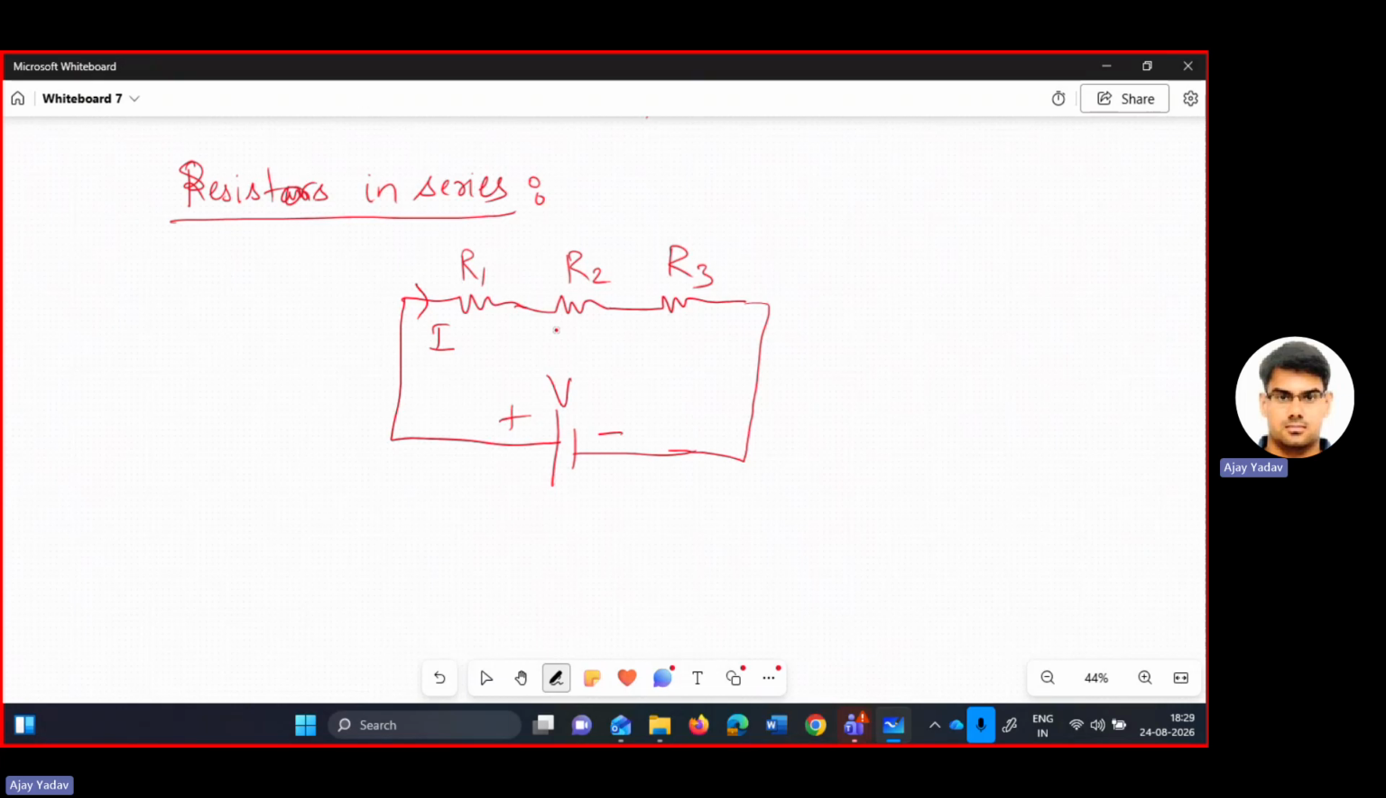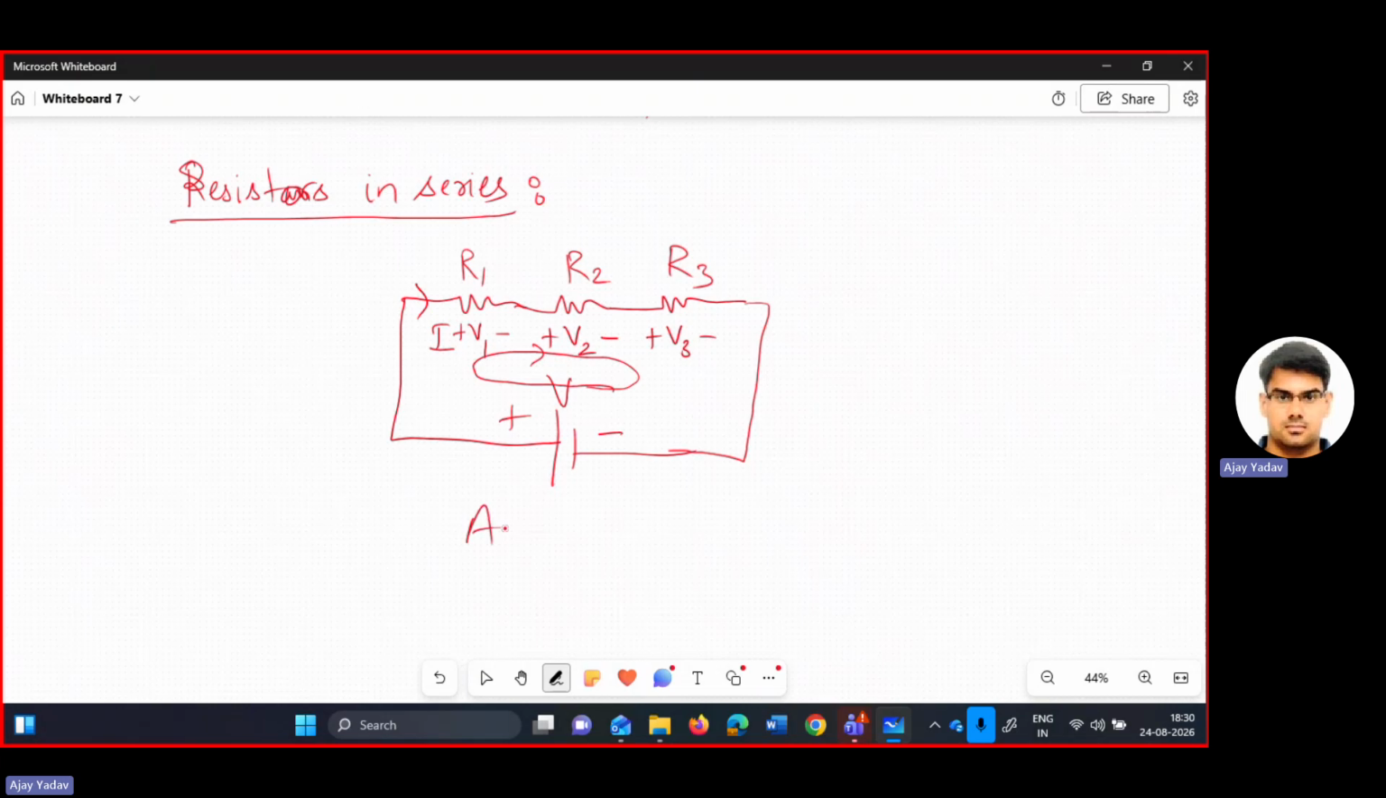Now in this case, the voltage drop across them will be different. So if I denote the voltage across R1 as V1, the voltage across R2 as V2, and the voltage across R3 as V3, then I can apply Kirchhoff's voltage law here.